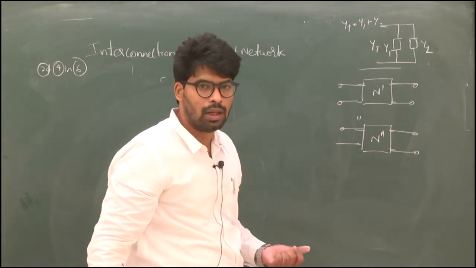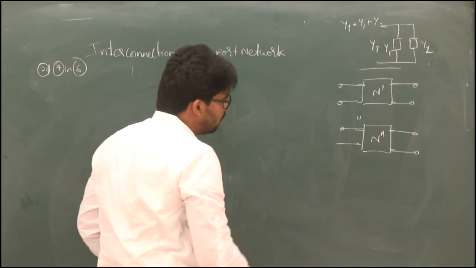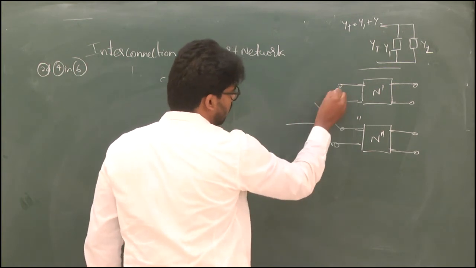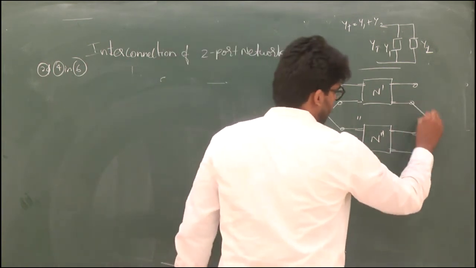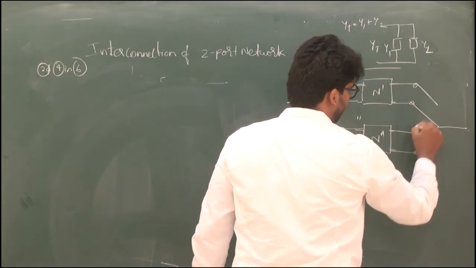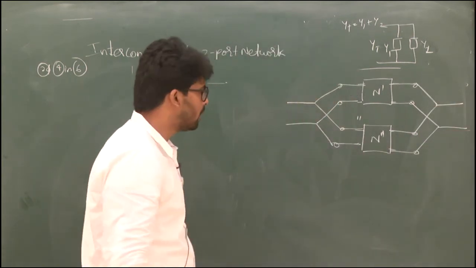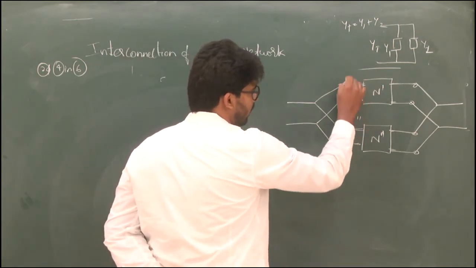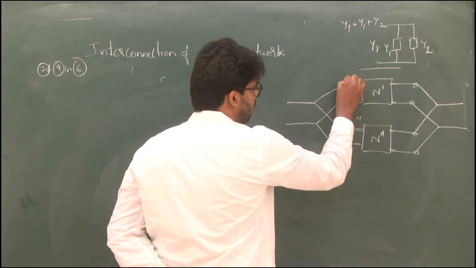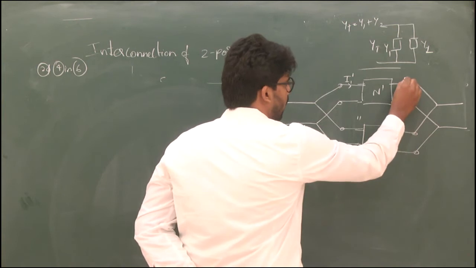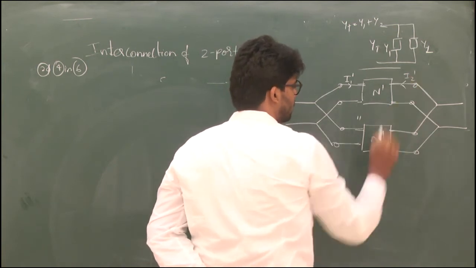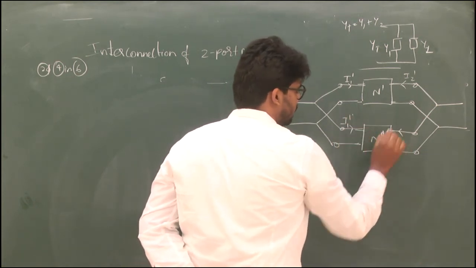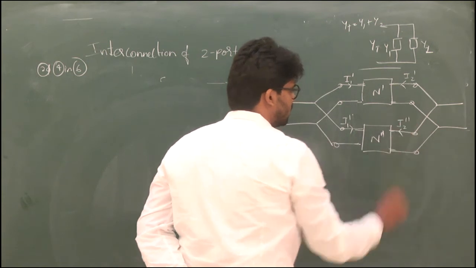How do we connect them in parallel? To justify the parallel connection, we need to connect the two-port networks like this, in a zigzag manner. Okay, now I give the names for the two-port network. So this is the current. For this first network, I name the currents I1 dash and I2 dash flowing, and for the second network, I1 double dash and I2 double dash are flowing.